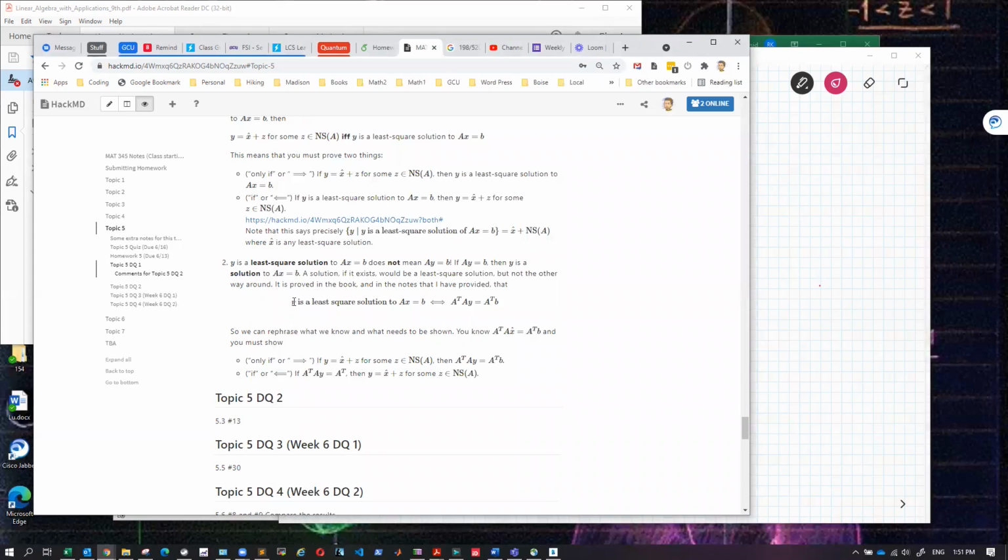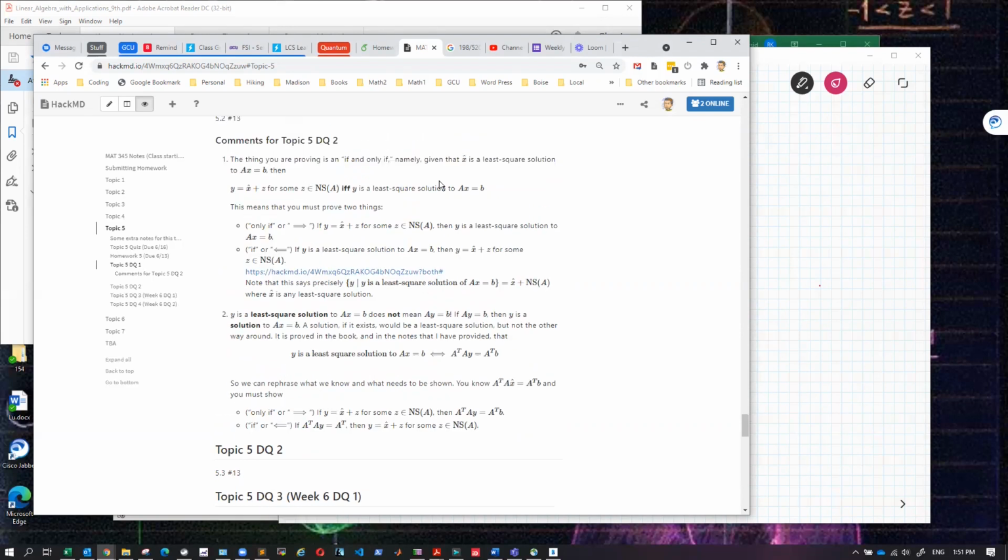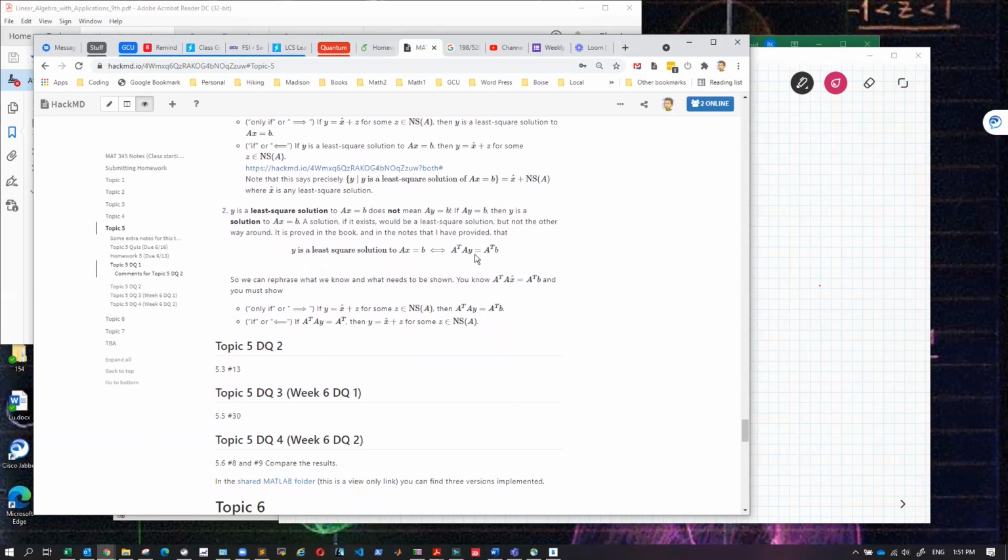So I think everyone who turned it in thought that they were trying to come up with a y such that Ay equals b, but that doesn't happen. It's not true that A x hat equals b. That's just not true. x hat is a least squares solution. It's not true that A x hat equals b. That's just false.